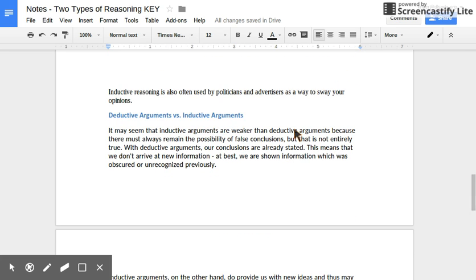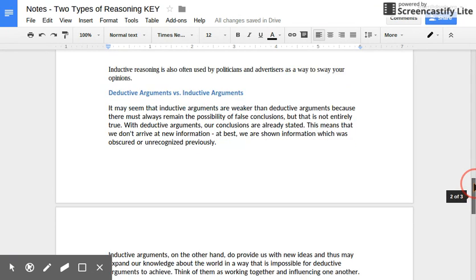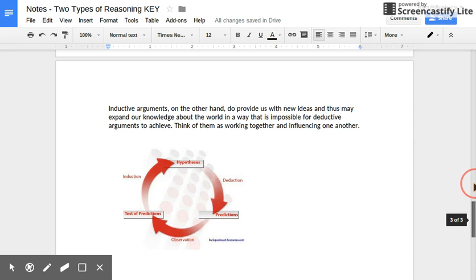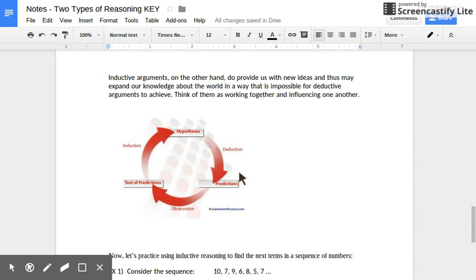So it may seem that deductive arguments are stronger and inductive arguments are weaker, but that's not necessarily how we need to look at it. What we need to look at is how they influence each other. If I don't know something, I want to come up with a hypothesis, that statement that I want to test, and that's using induction or inductive reasoning.